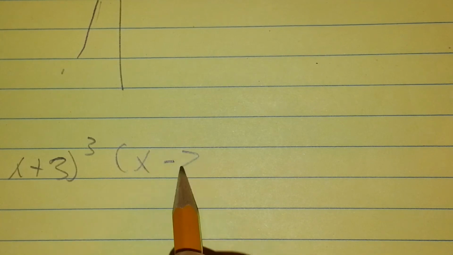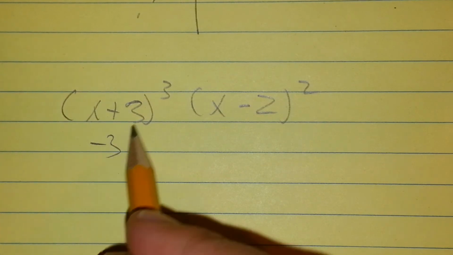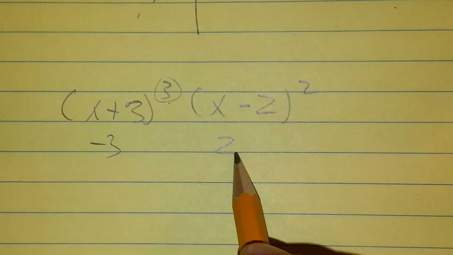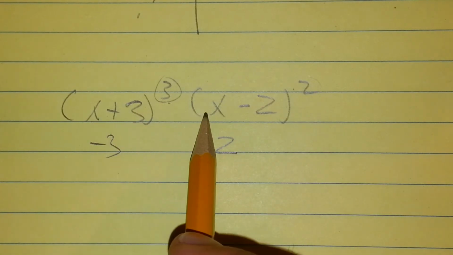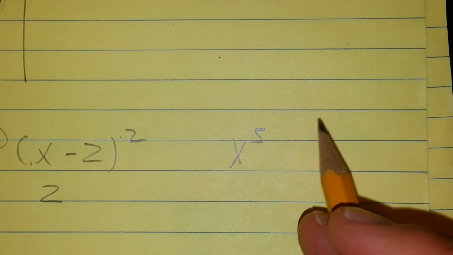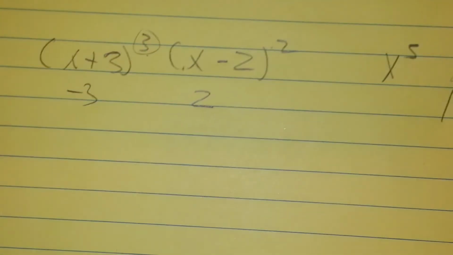If you had something like x plus 3 cubed times x minus 2 squared, this 0 would be -3 with a multiplicity of 3, which is odd, crossing the x-axis. This 0 is 2 with the even multiplicity of 2, which will just touch. X to the third, and this will be x squared. My leading term will have an x to the 5th, which is going to be kind of like x cubed. It's going to have some kind of general shape like so, but we're going to have some more turning points. Remember our turning points.